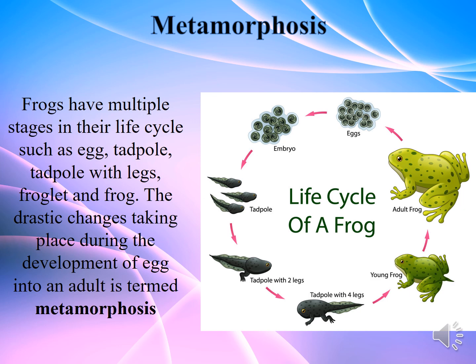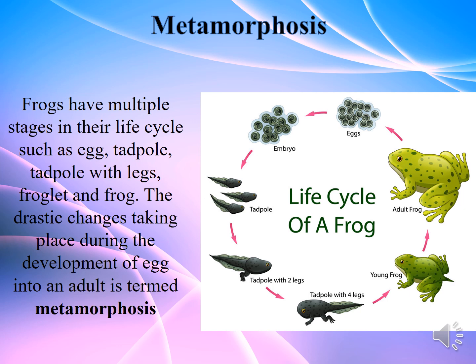Look at the life cycle of a frog. The fertilized egg does not develop into an adult frog immediately. It undergoes certain stages and certain changes. The fertilized egg first develops into a larva. It resembles a fish. This fish-like larva is called tadpole. The tadpole develops hind legs or back legs, and then it develops front legs and develops into a very small froglet or young frog, and later it becomes an adult frog.